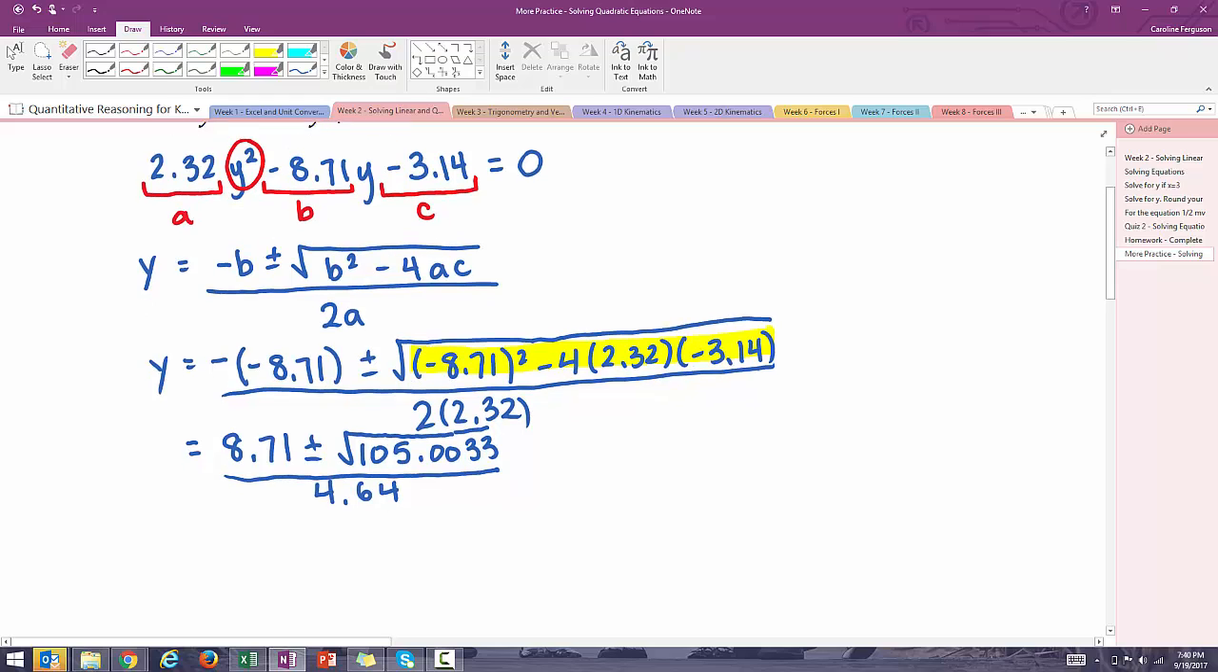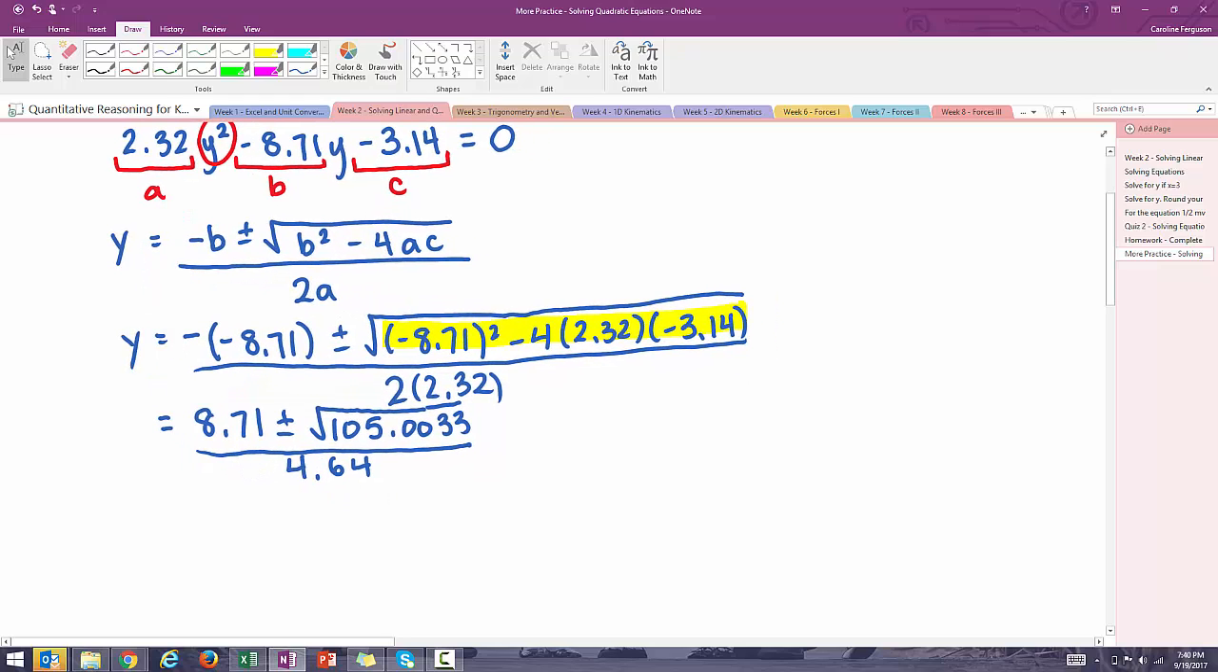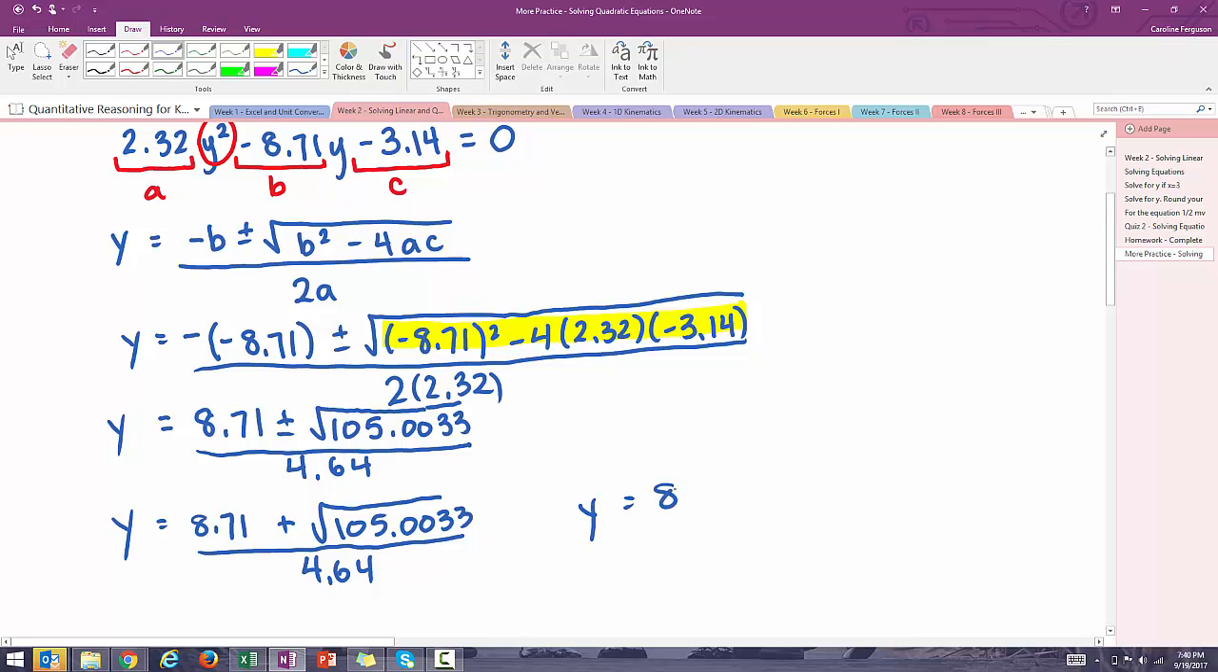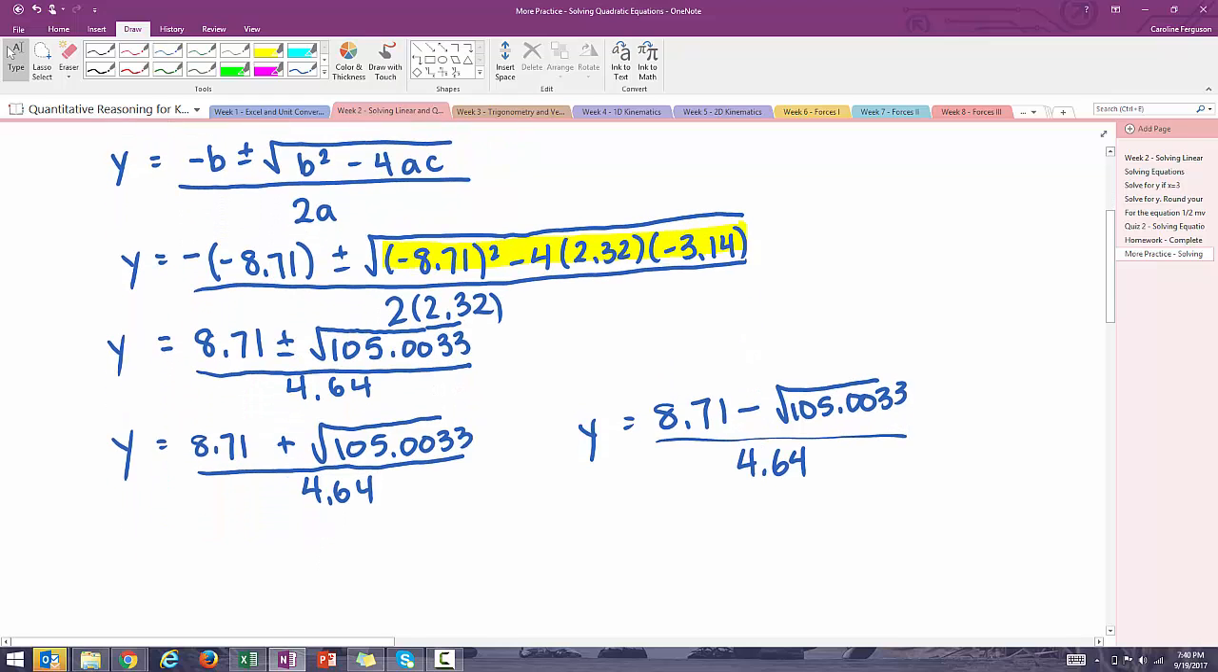All right, so now I'm going to just scroll down a little bit. Now what I want to do is type this on my calculator, but there's a plus and a minus. That means I get two different answers. So I'm going to write these out separately. y equals 8.71 plus root 105.0033 over 4.64. I also get y equals 8.71 minus root 105.0033 over 4.64. So when I type this on my calculator, I just need to be careful.